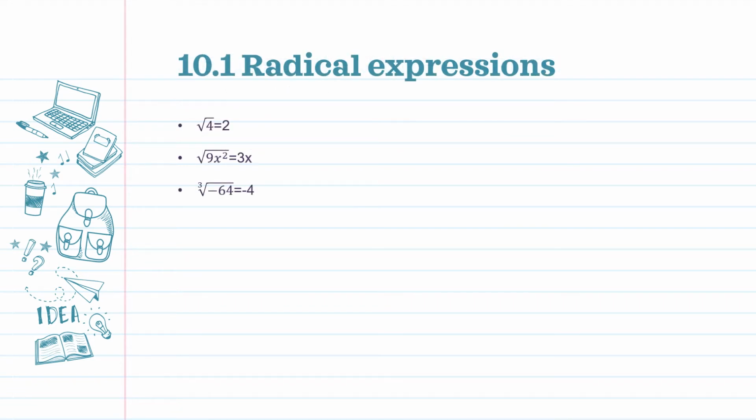Now we go into chapter 10. 10.1 is radical expressions. So, for example, you have square root of 4 is 2. Why? Because, well, what number or term times itself gives you 4? 2. 2 times 2 is 4. And then here, square root of 9x squared is 3x, because 3x times itself is 9x squared. Cube root of negative 64 is negative 4, because negative 4 times itself 3 times is just going to give you negative 64.